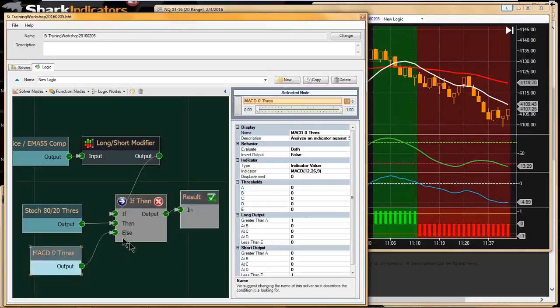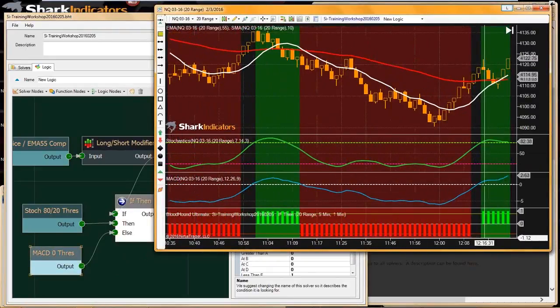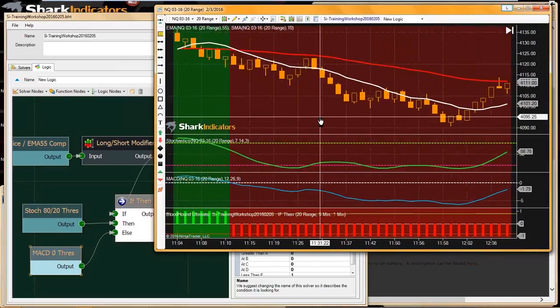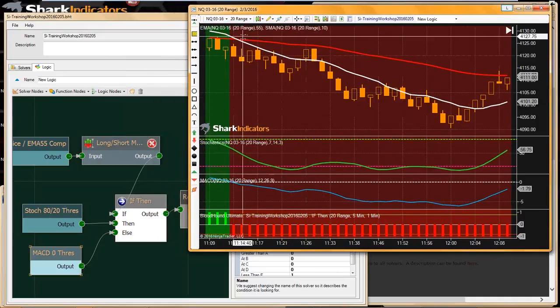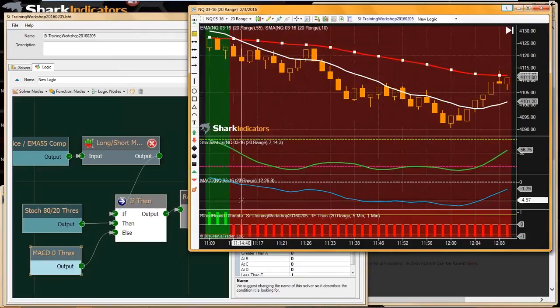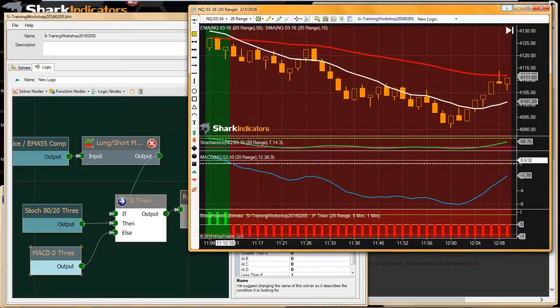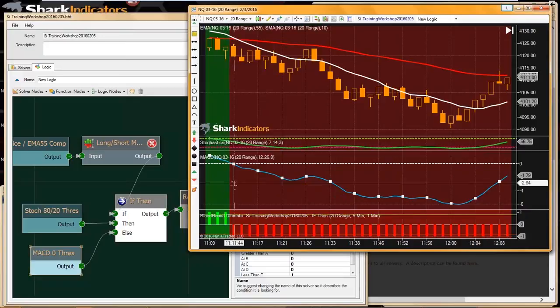So let me connect the MACD into the ELTs. Okay, there we go. So we can see price is below our EMA, and so these signals are coming from the MACD. We can see over here we got a couple of bars where the MACD is above 0, and so we got some longs, and then the MACD goes below 0, and so we got some shorts.